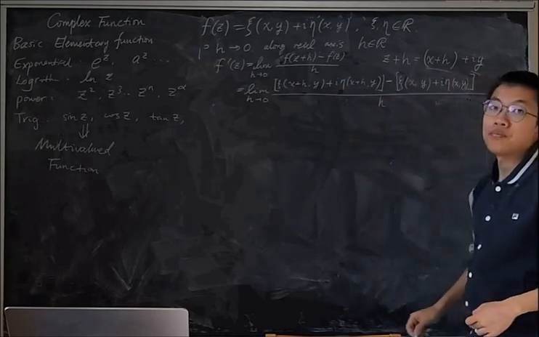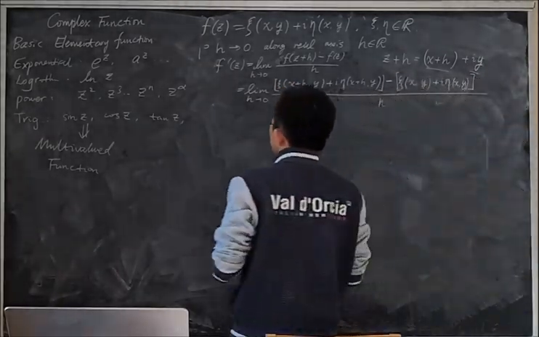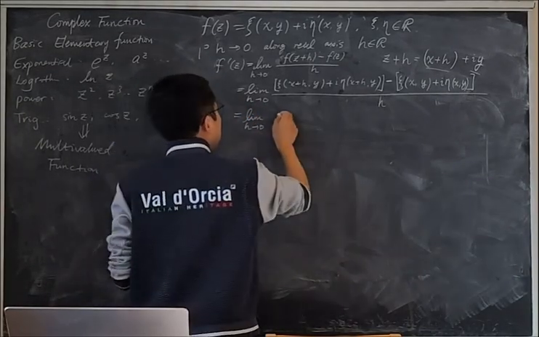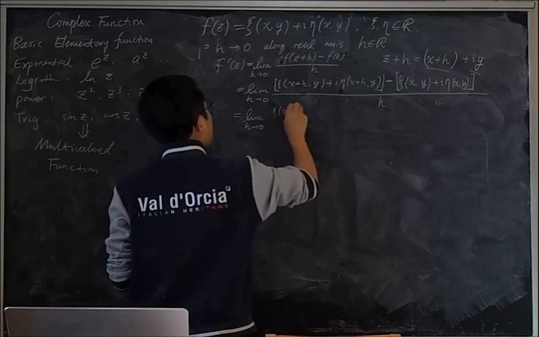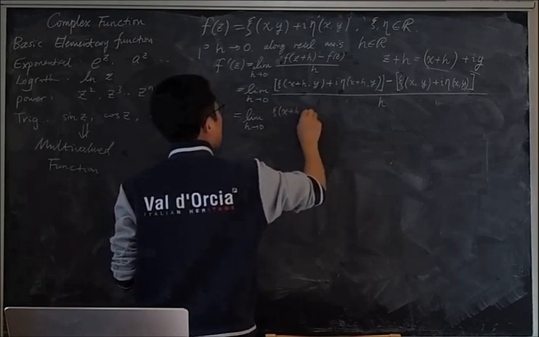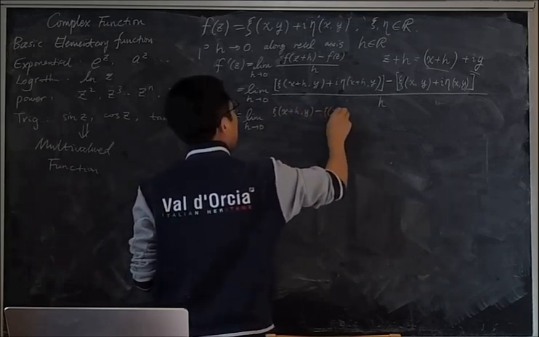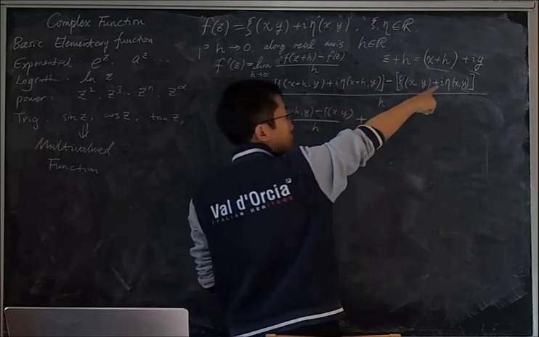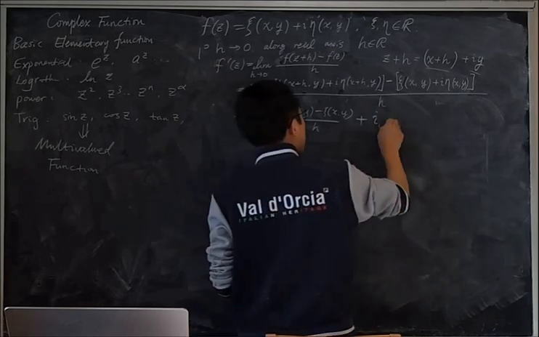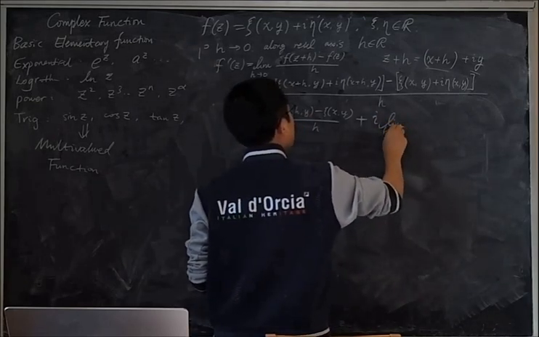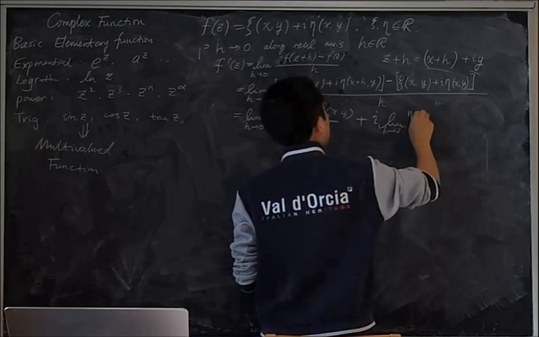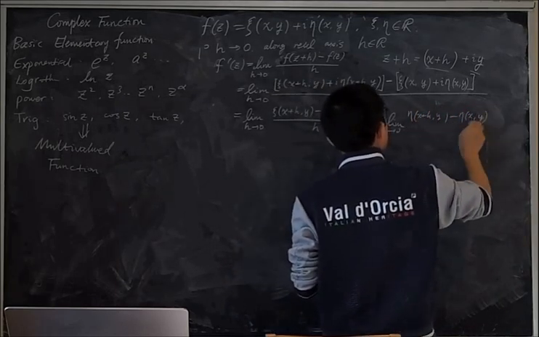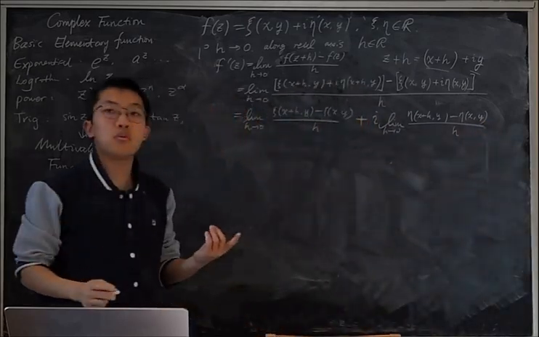Over h. Let's rearrange the terms a little bit. That is just the limit of h approaches 0 of cos A of (x plus h, y) minus cos A of (x, y) divided by h, plus, there's a common factor of I, I throw it out, I times the limit of h approaching 0 of eta of (x plus h, y) minus eta of (x, y) divided by h. I'm just rearranging the terms.